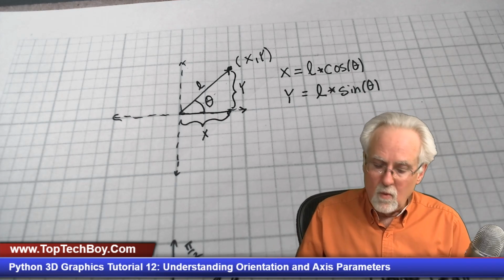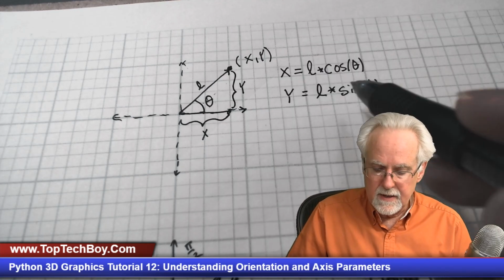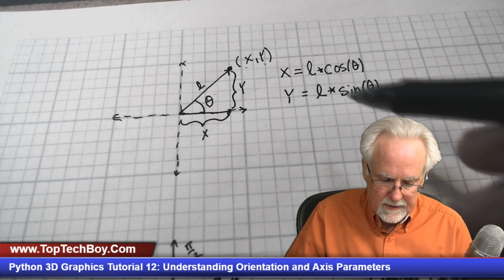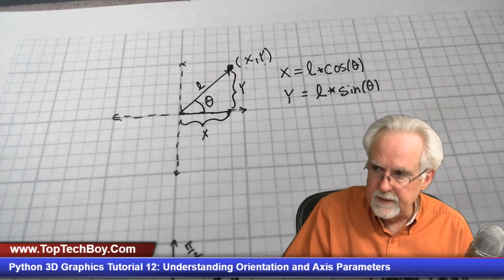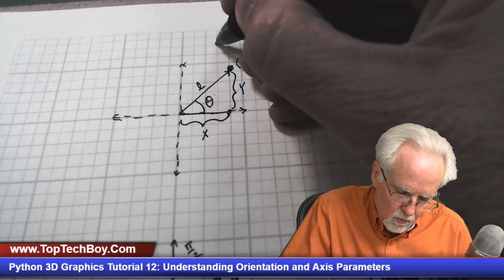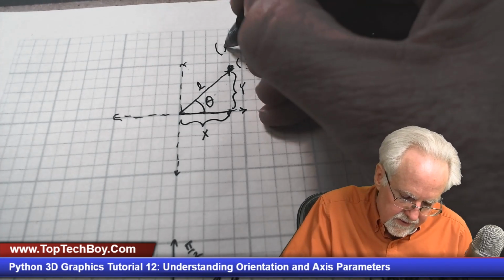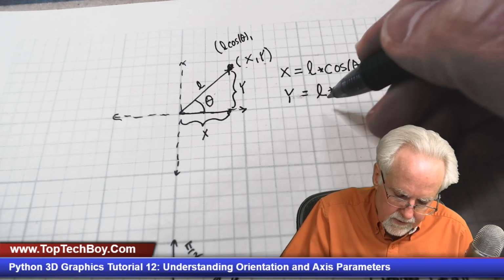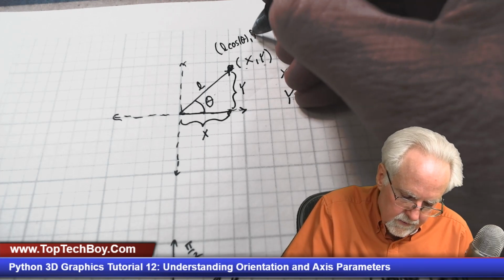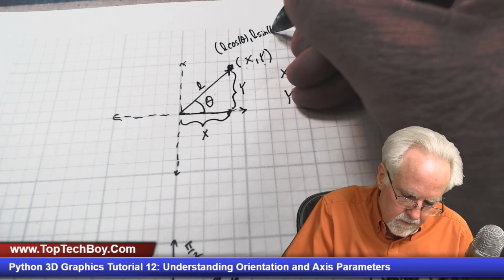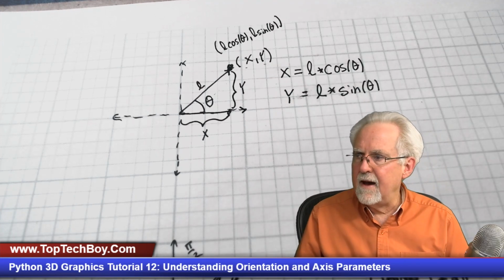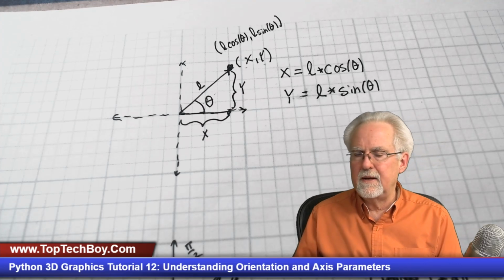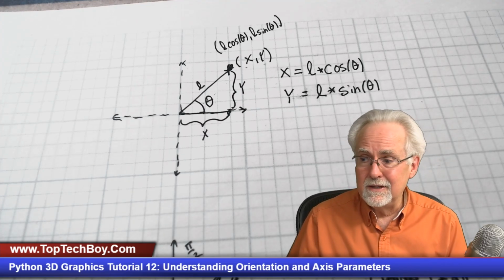So if I want to put in pi over 4 here, then I can use these two things to calculate the x and the y that will put my vector point right exactly there. And so what is that point? Well, that point is L cosine theta, comma, L sine theta. And that will put me, boom, right at that point. Don't believe me? Let's give it a try.